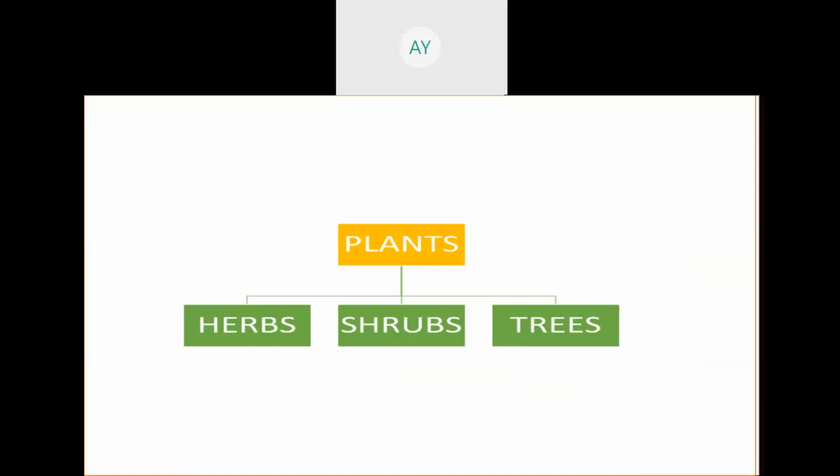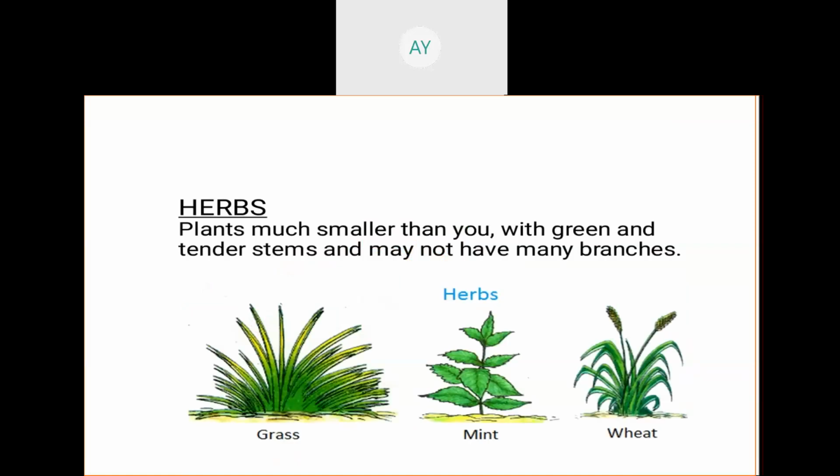So there is a classification of the plants. First is herbs, second is shrubs, and third is trees. I have already discussed the herbs, that are much smaller than you, with green and tender stems and may not have many branches. Generally, not a lot of branches occur and there is no wood in the stem region of herbs.